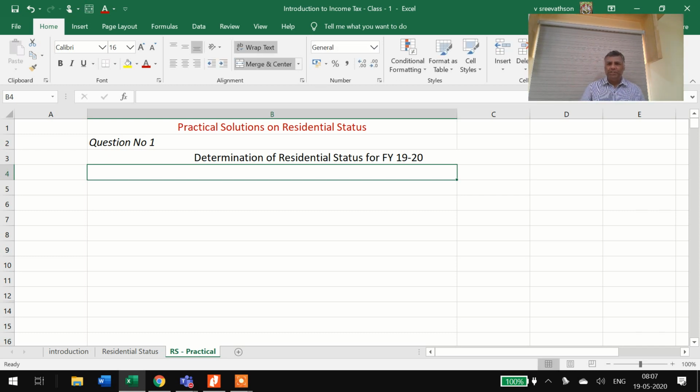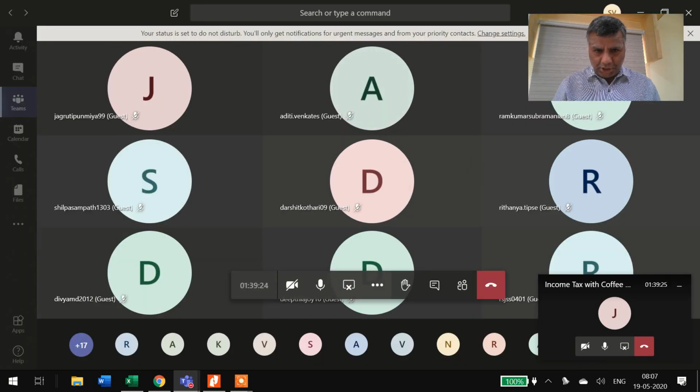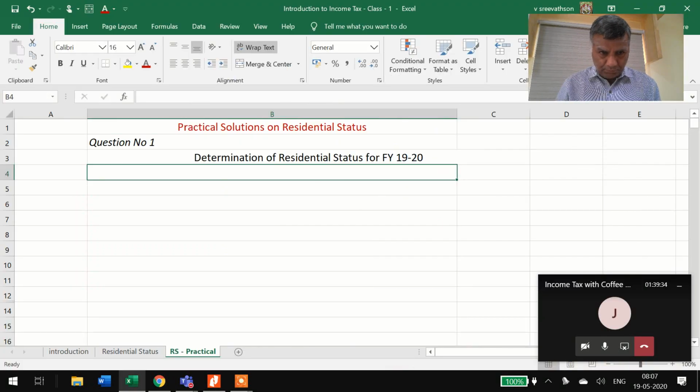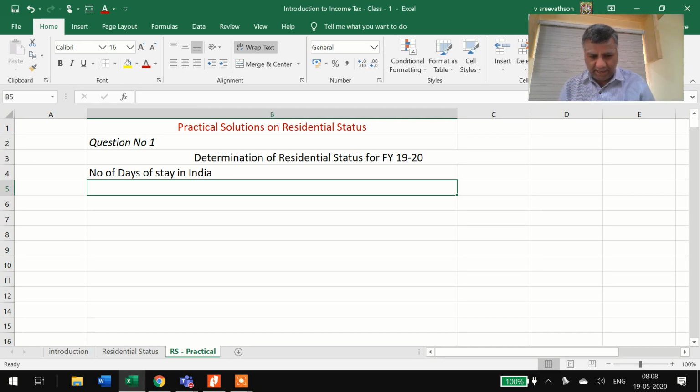Determination of residential status for the financial year 1920. Number of days of stay in India.